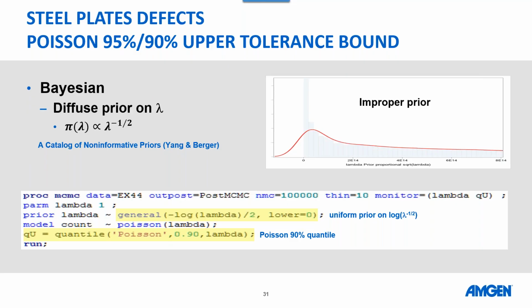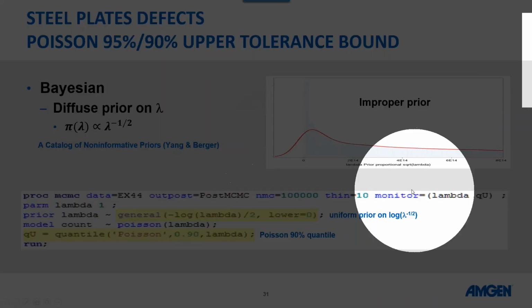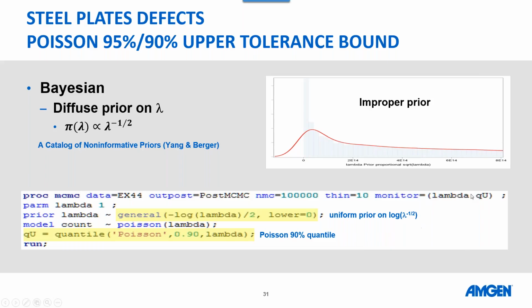So again, this is a quantile function in SAS, and the first parameter of that function is the distribution that you're using. The next parameter is the coverage. In this case, it's 90%. And then the parameter of the distribution for the Poisson is just lambda. Again, very easy. We're giving a prior to lambda and estimating the likelihood there. Counts are distributed as Poisson lambda, and we do that to generate the posterior sample. And then here, notice we're monitoring lambda and the upper quantile.